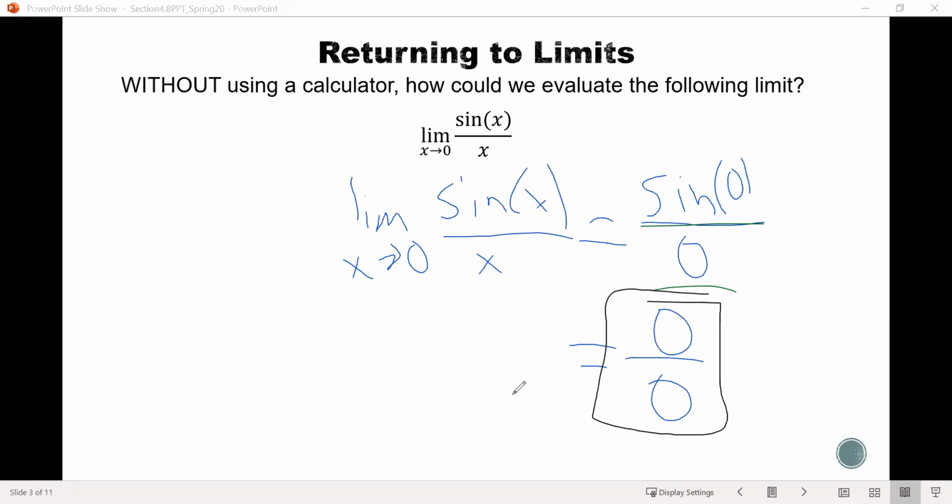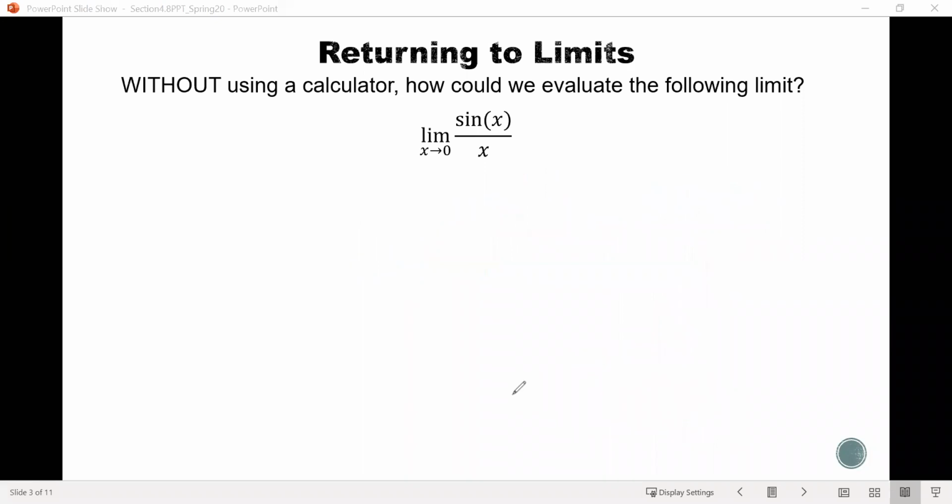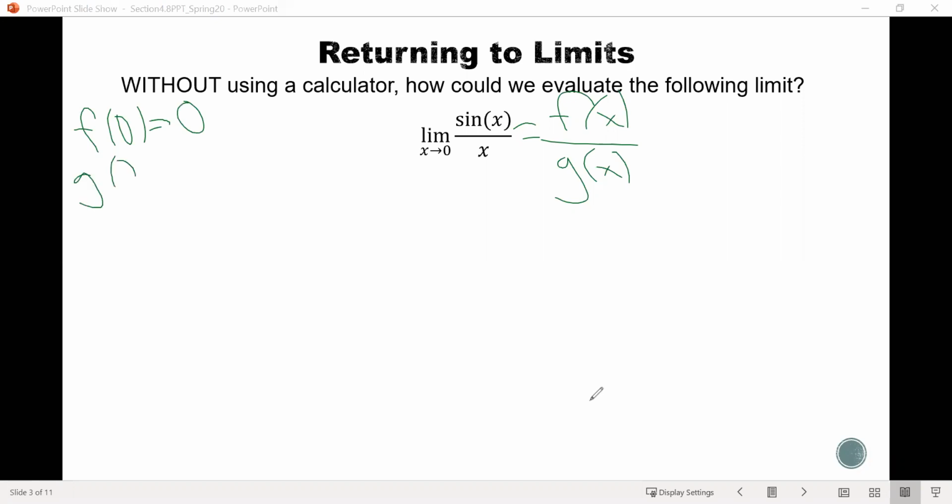So what are we going to do instead? Well, for this limit, I am going to call this top function, the sine of x, f of x. I'm going to call the bottom function, x, g of x. Just give them names. And we just saw a second ago that f of 0, being sine of 0, is 0, and g of 0 is also equal to 0. And I'm going to use that.